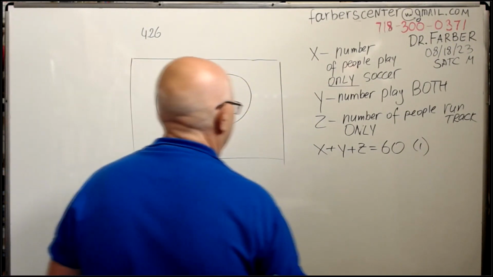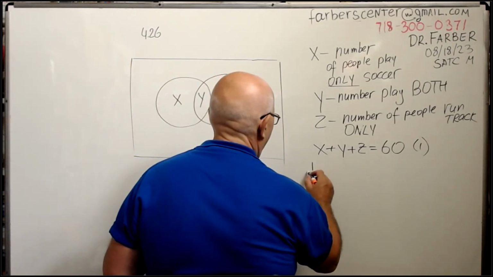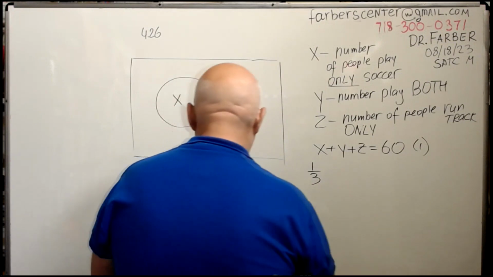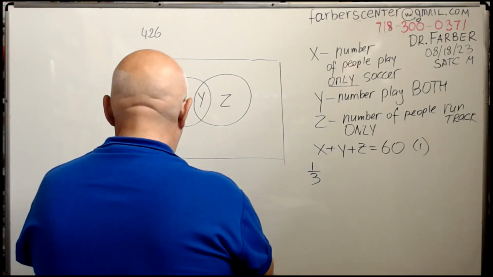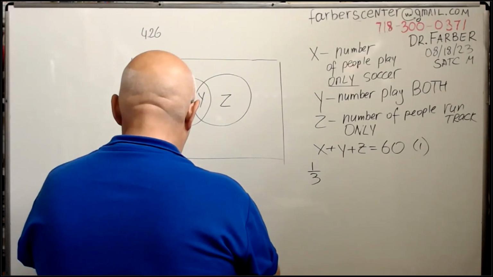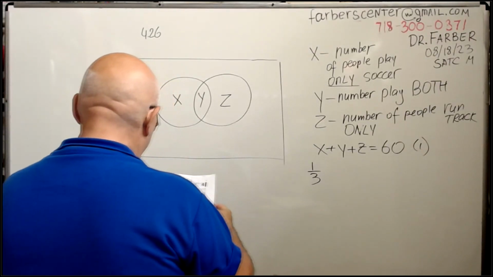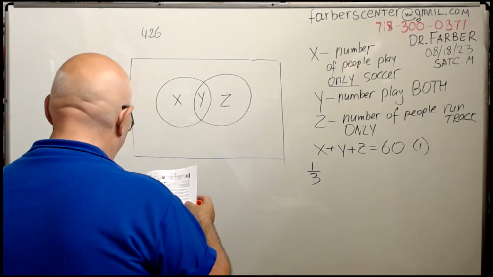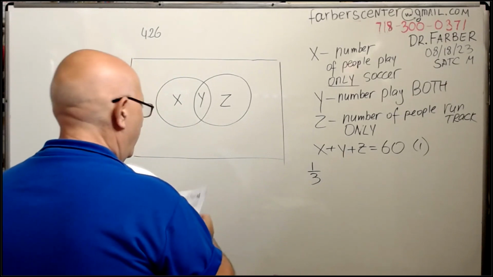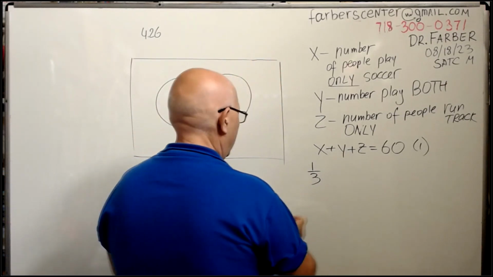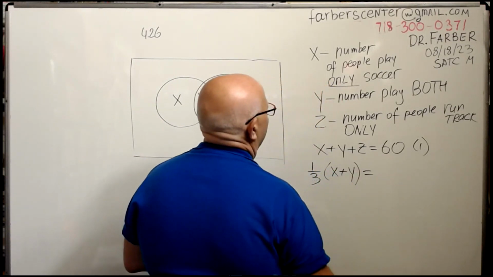Now they said 1/3 of people who, close it just a second, 426, 1/3, if I remember correctly, 426, and 1/3 of athletes in the group who play on the soccer team also run the track team. So 1/3 of X plus Y equals Y.